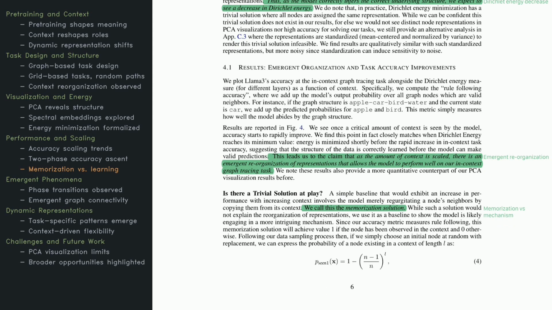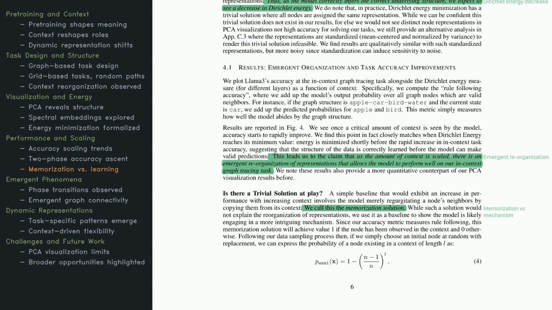Here, the authors introduce a measure called rule-following accuracy for these graph tasks. It checks whether the model is correctly predicting the next node in the graph path. As the context gets bigger, accuracy goes up and Dirichlet energy goes down, suggesting the model's internal organization now aligns with the graph. But they ask, could the model just be memorizing each node from the context? They call that idea the memorization solution.